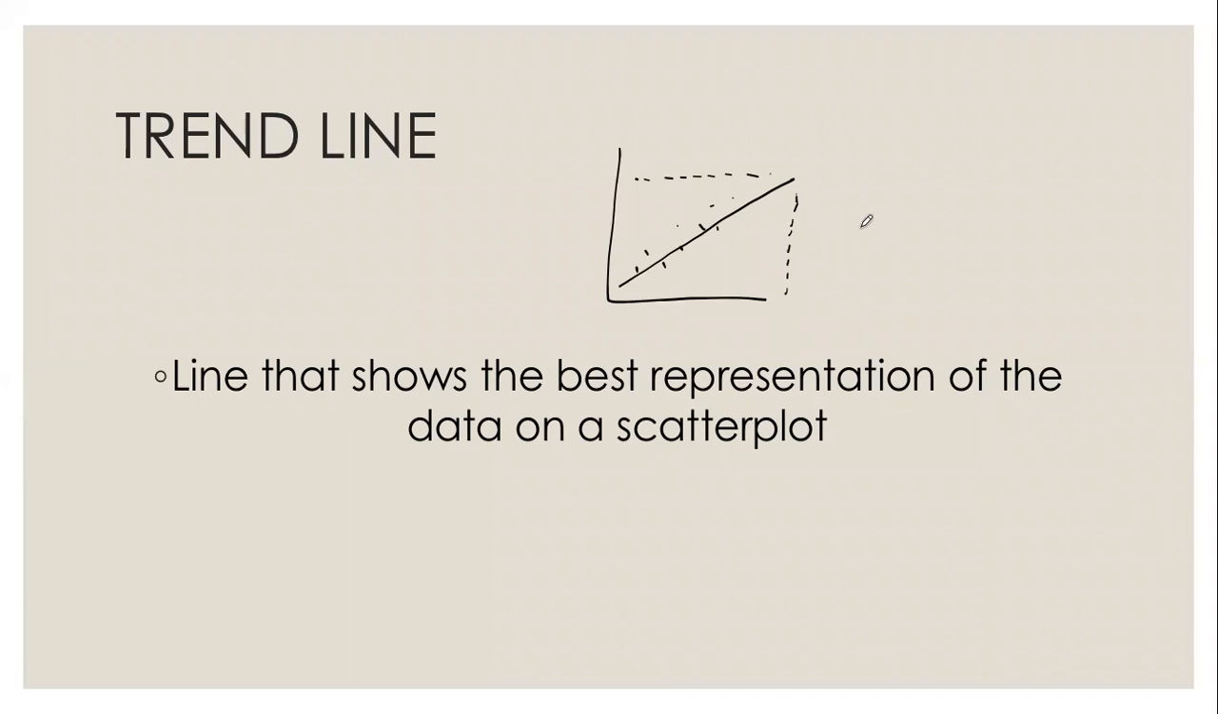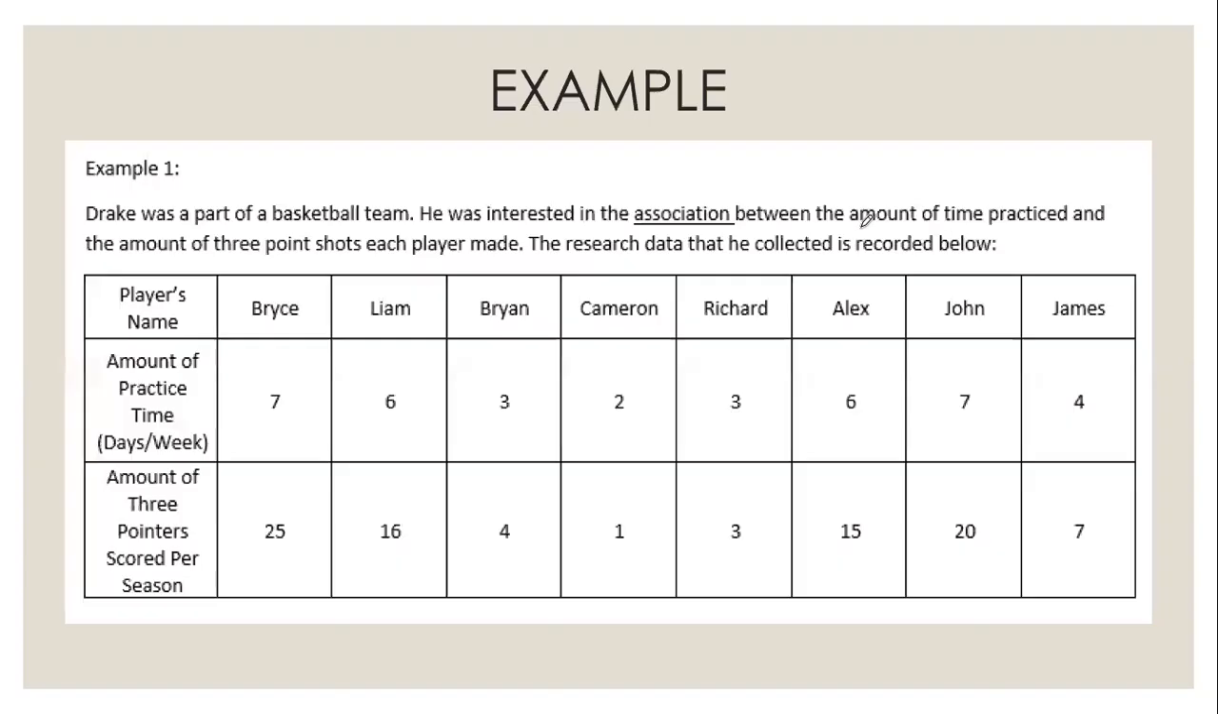So let's look at an example. Let's look at an example of using a scatter plot with a real world example. So Drake was part of a basketball team. He was interested in the association. Remember, this means relationship. Between the amount of time practiced and the amount of three-point shots each player made. The research data that he collected is recorded below.